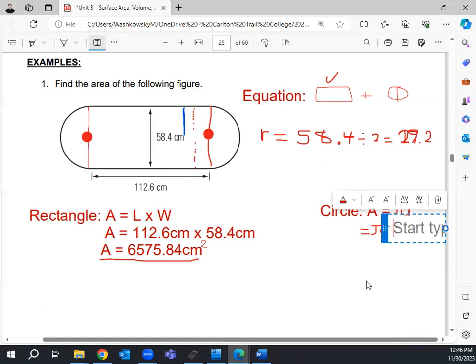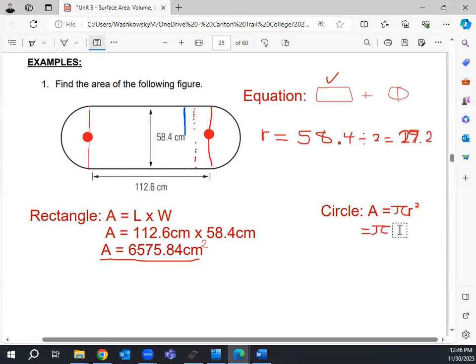Then all I have to do is plug that information into my formula for the circle. I know my circle formula is A equals pi times radius squared. So I'm just going to put my radius, which is 29.2, and I'm going to square it. Again, look at where I'm putting this little squared part here. It's before the centimeters. I don't have an area yet. I just have a measurement that I'm squaring.